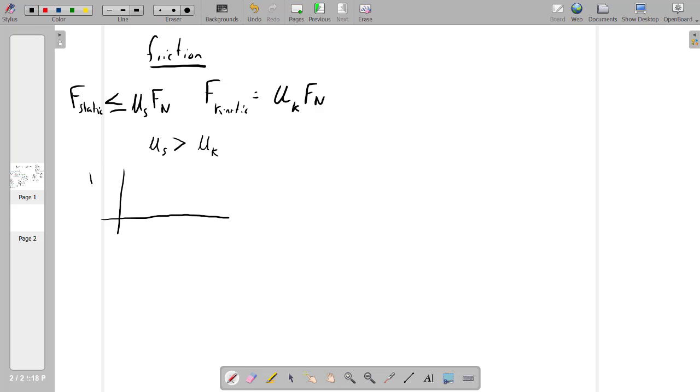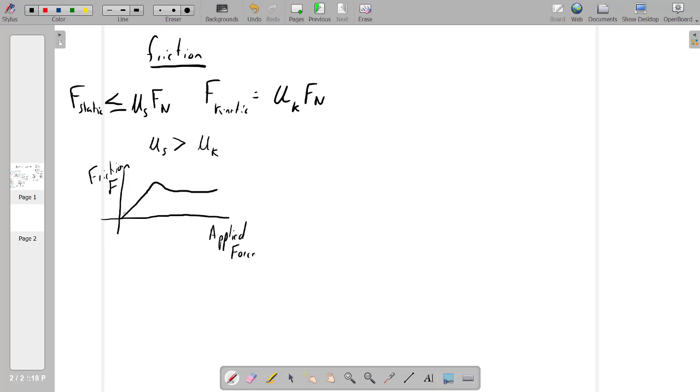Like if we have frictional force, and we have applied force, then we get something that looks like this.